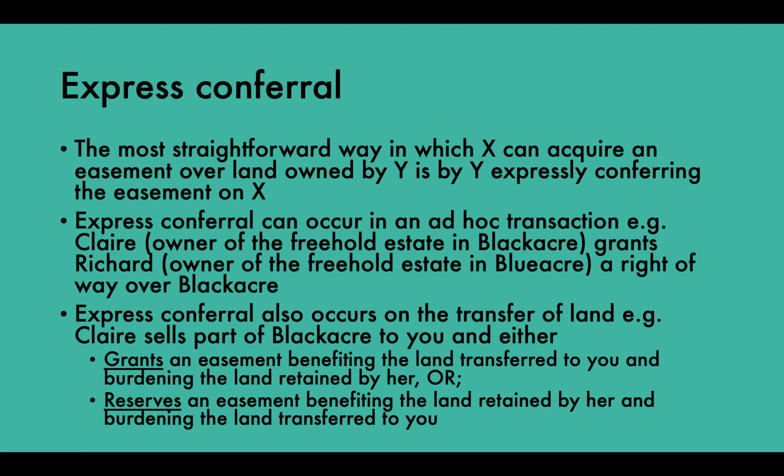Express conferral can occur in an ad hoc transaction. For example, Claire, the owner of the freehold estate in Blackacre, grants Richard, the owner of the freehold estate in Blueacre, a right of way over Blackacre. So an easement will arise when neighbours agree it will arise to burden one plot of land and benefit another.